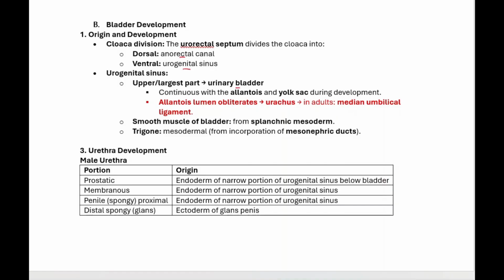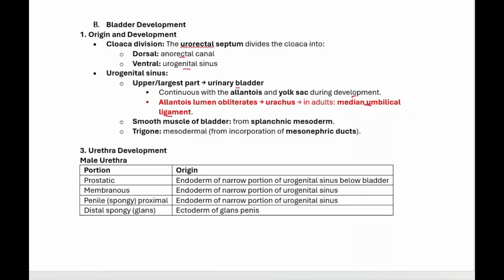Bladder. And as we know, the urinary bladder is continuous with the allantois and the yolk sac during development. So that's why the bladder in utero is connected to the umbilicus, so that it can be connected to the yolk sac. The allantoic lumen should obliterate, right? And once it obliterates, it normally forms the urachus in adults, and that urachus in adults is going to become the median umbilical ligament. And these are high yield for the exam.